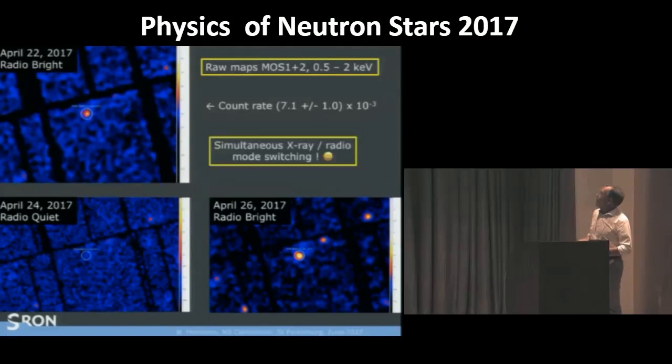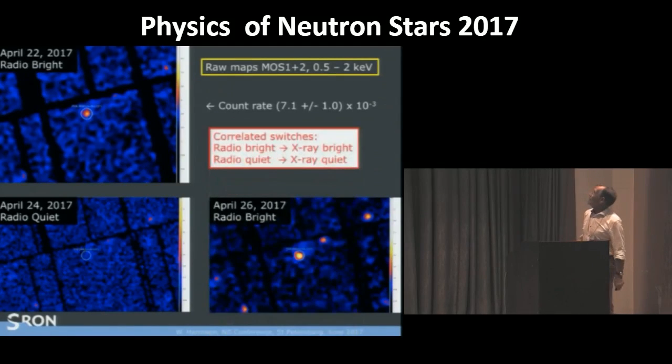In fact, it was bingo. We see again simultaneous X-ray radio mode switching. So this is the second case that we discovered this. This was wonderful. But in this case, there are correlated switches. Radio bright with X-ray bright, radio quiet with X-ray quiet. So the opposite to what we see for 0943.